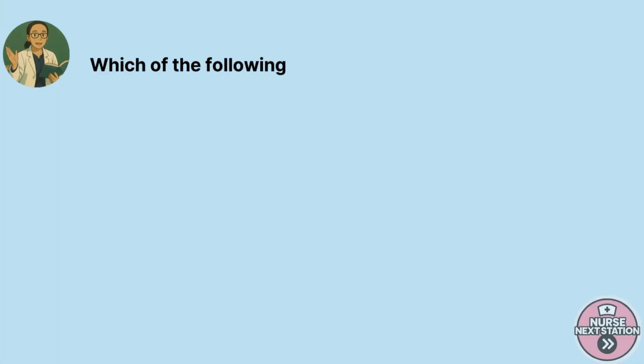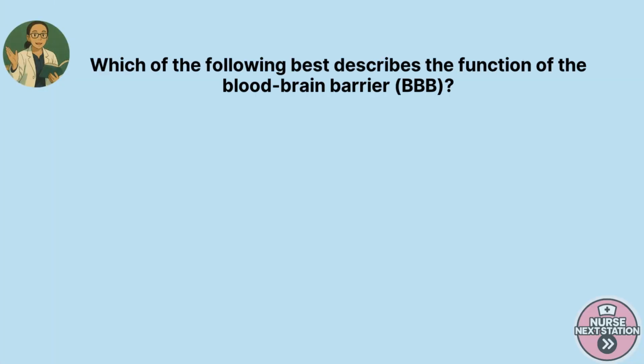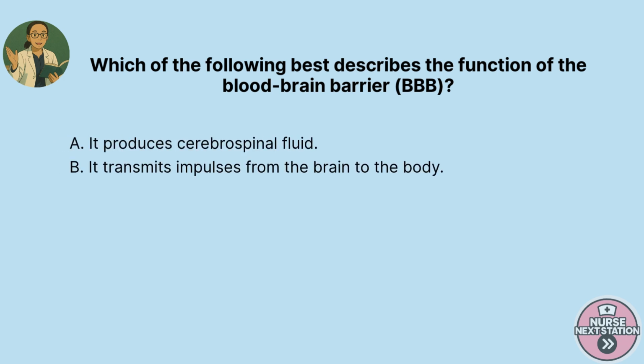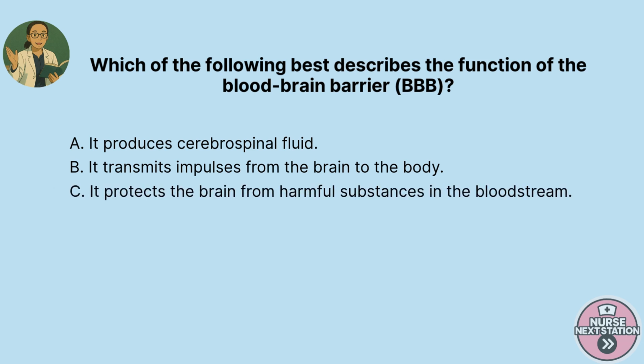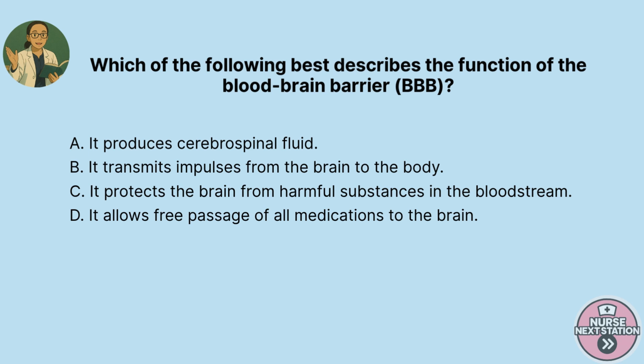Next, which of the following best describes the function of the blood-brain barrier, or BBB? A. It produces cerebrospinal fluid. B. It transmits impulses from the brain to the body. C. It protects the brain from harmful substances in the bloodstream. D. It allows free passage of all medications to the brain.